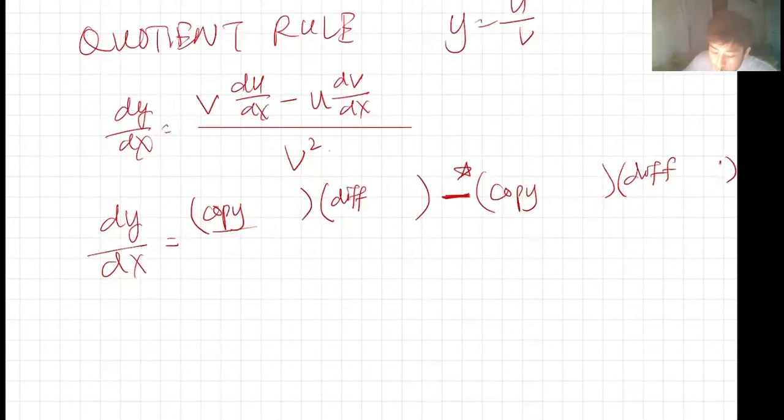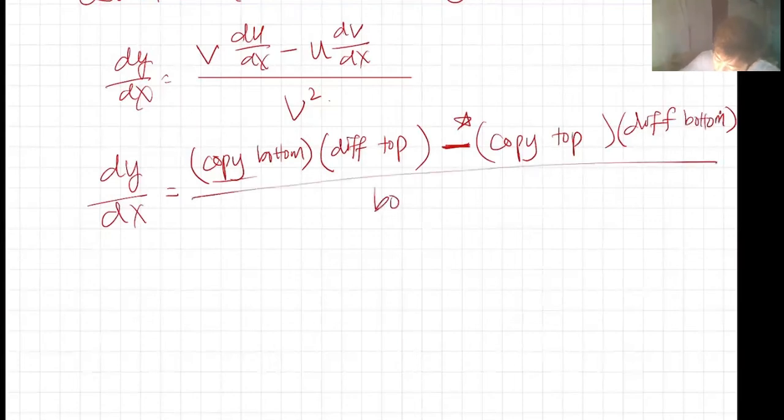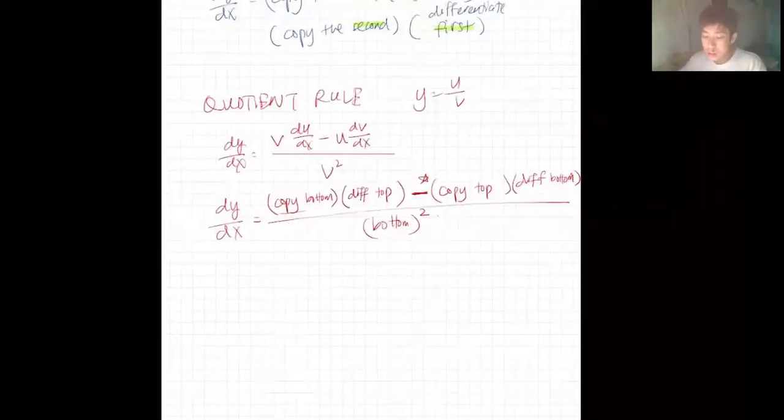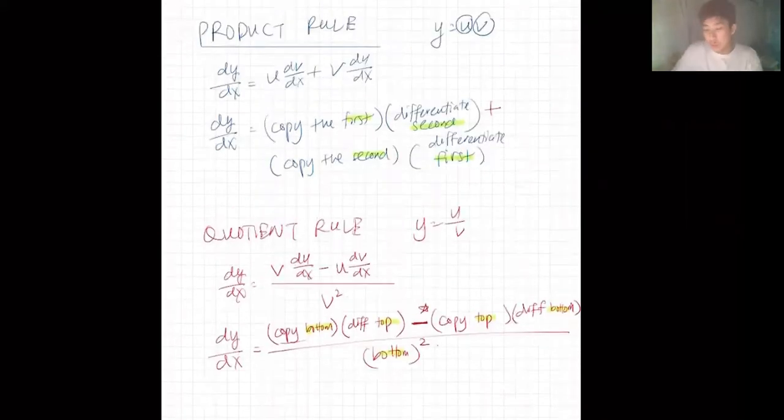Top and bottom is easier to understand because in quotient you have something divided with something, so you know what is top, what is bottom. Copy bottom, differentiate top, minus copy top, differentiate bottom, divided with bottom, the whole thing squared. This is basically the whole thing I want you to understand. Don't forget the minus.